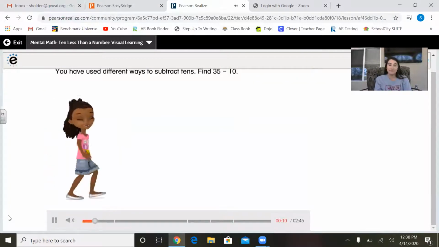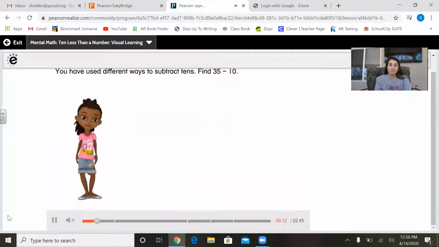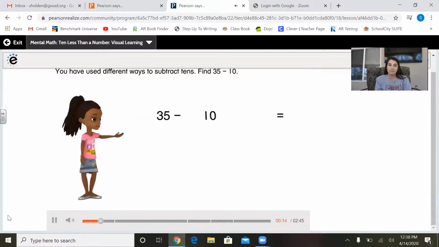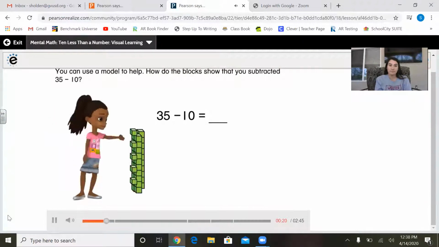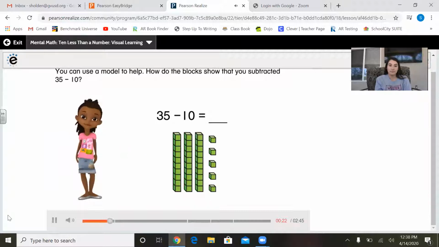You have used different ways to subtract tens. Find 35 minus 10. You can use a model to help. How do the blocks show that you subtracted 35 minus 10?